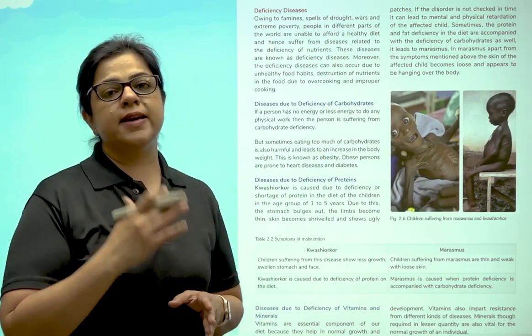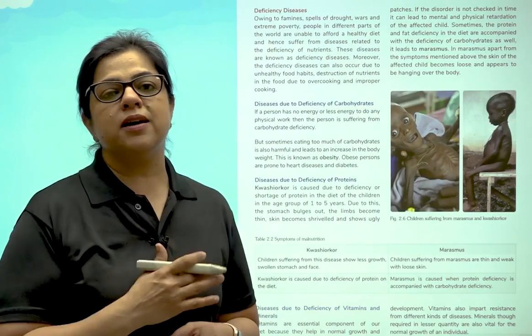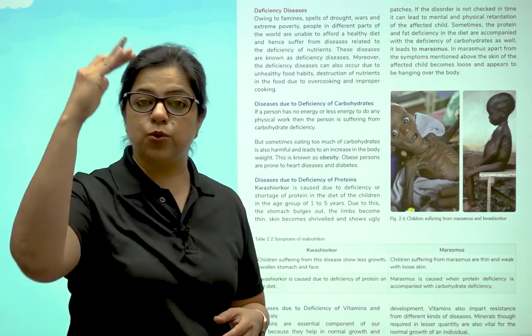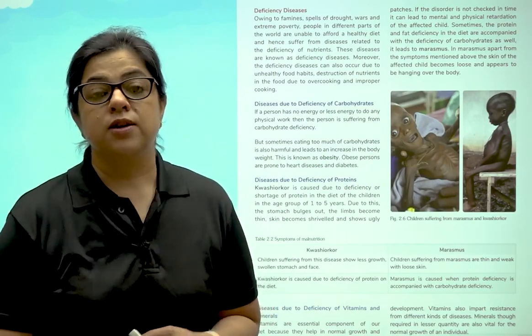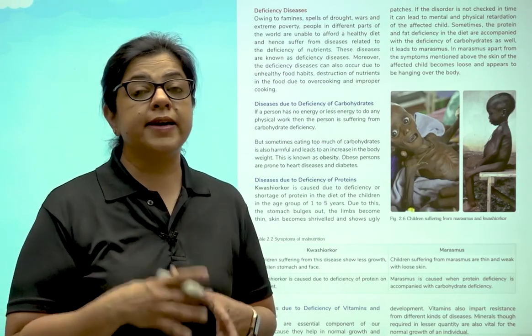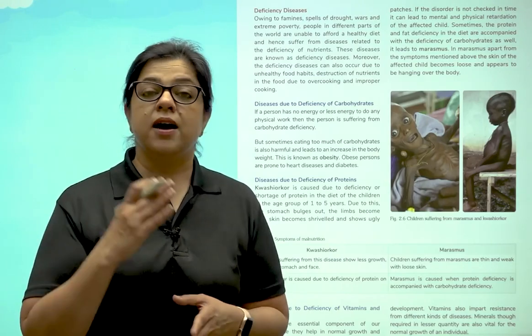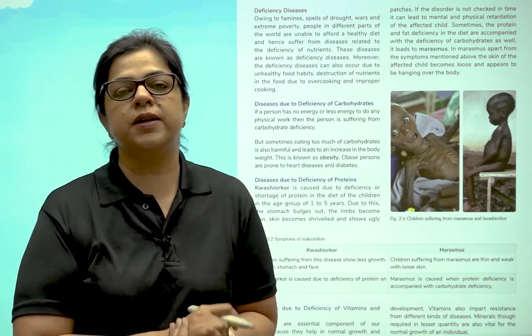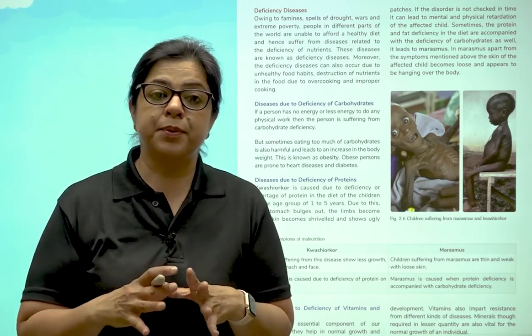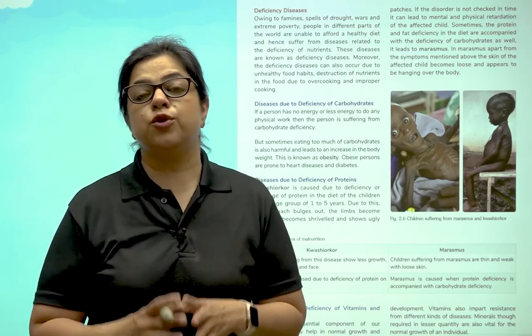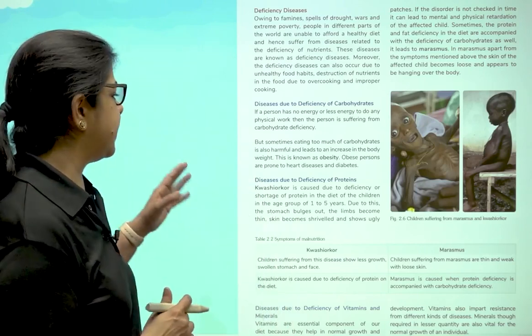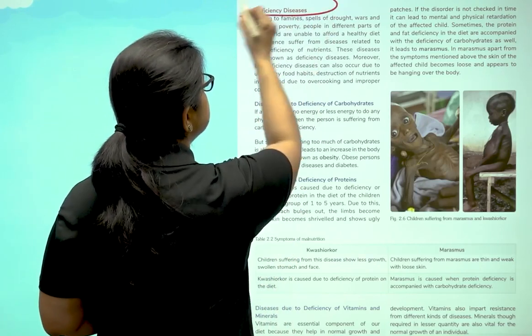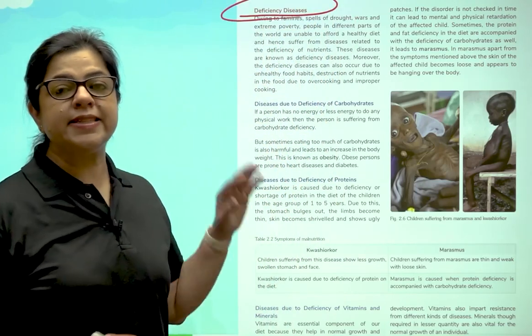So, when you're not taking a balanced diet, some or the other nutrient in your diet is going to fall short. So, what will happen when you're not taking the nutrients properly? A deficiency of that nutrient will develop. And then what will happen? A disease will begin to form in your body. And this is known as a deficiency disease.